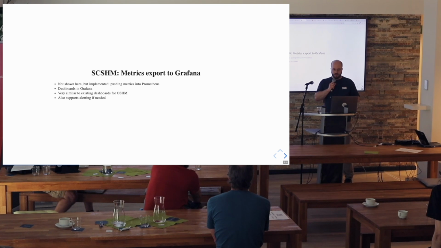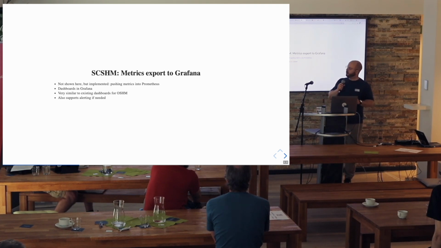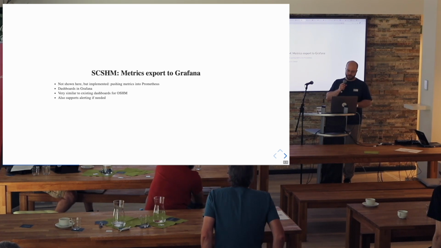And in the end, the team from VP12 also added metrics export to Grafana. So very similar to the OpenStack Health Monitor instances, we will in the end have a lot of dashboards and metrics and alerts, and they're all in Grafana, exported from Prometheus. And if you need it, you can also add alerting there.